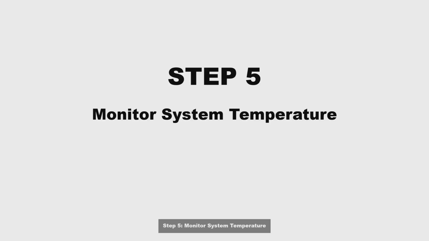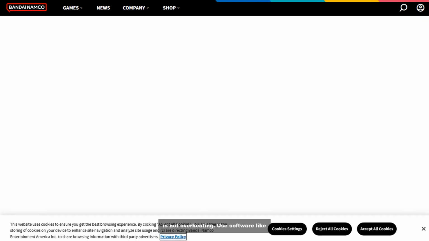Step 5. Monitor system temperature. Check your system's temperature to ensure it is not overheating. Use software like HWMonitor or MSI Afterburner to monitor temperatures. If your system is overheating, consider cleaning your hardware or improving airflow.